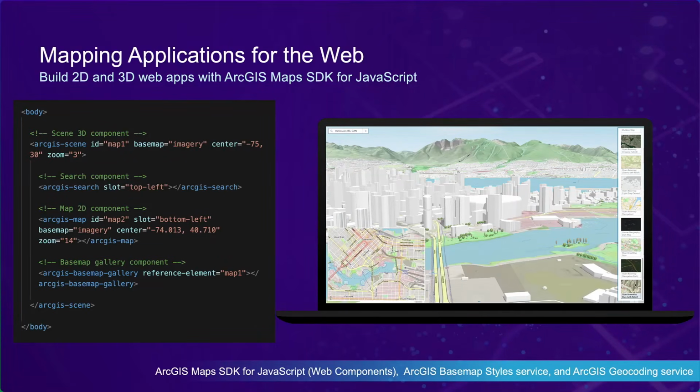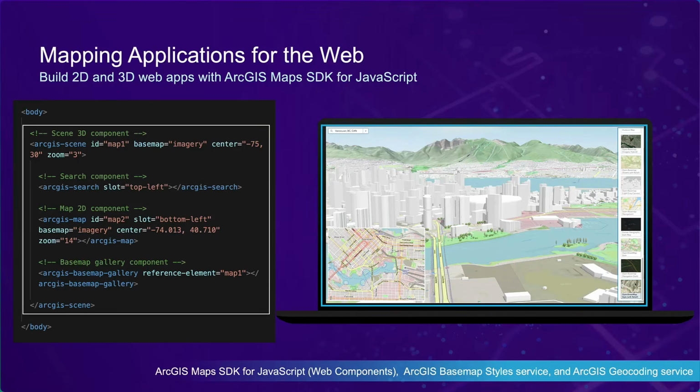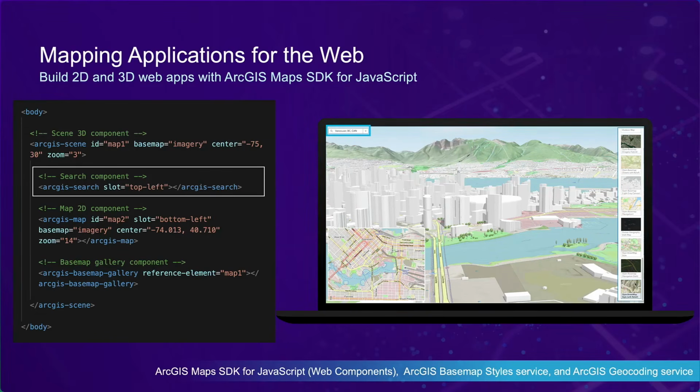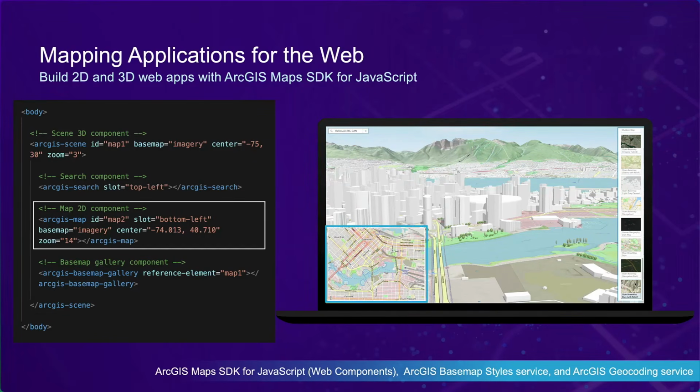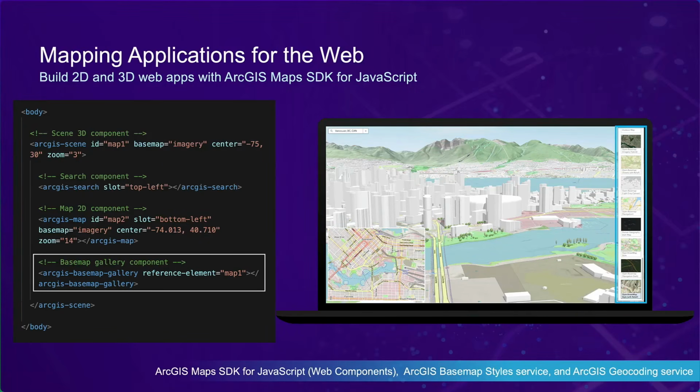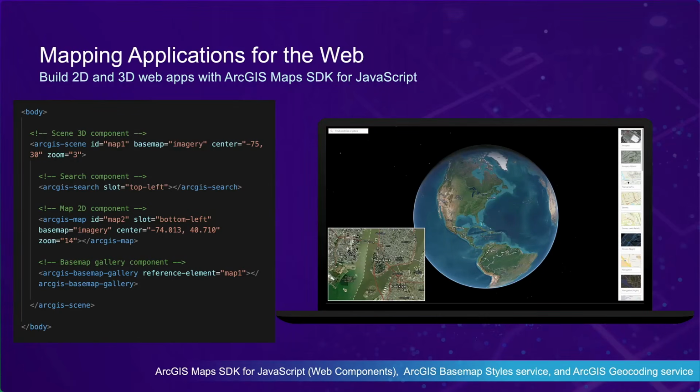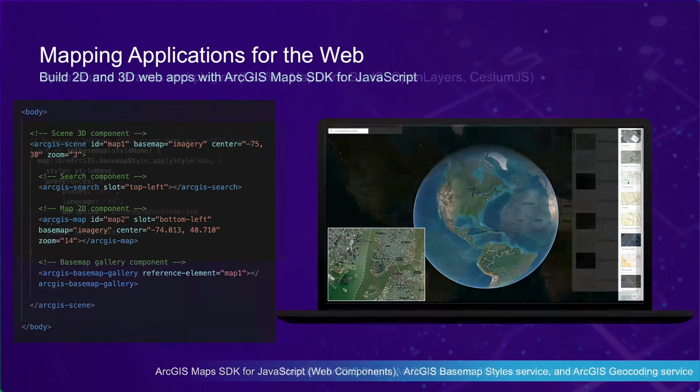Here's the exact code used to build a simple 2D and 3D mapping application with web components. It contains a 3D scene component, which accesses and uses the Basemap Style Service, a search component, which uses the geocoding service, a 2D map as an inset map, and a Basemap gallery component for selecting styles. This application uses simple HTML to wire everything up. No JavaScript was required. As a developer, you can use the SDK to quickly build professional 2D and 3D web mapping applications with just a few lines of code. To learn more about the SDK, explore over 400 samples in the developer documentation.